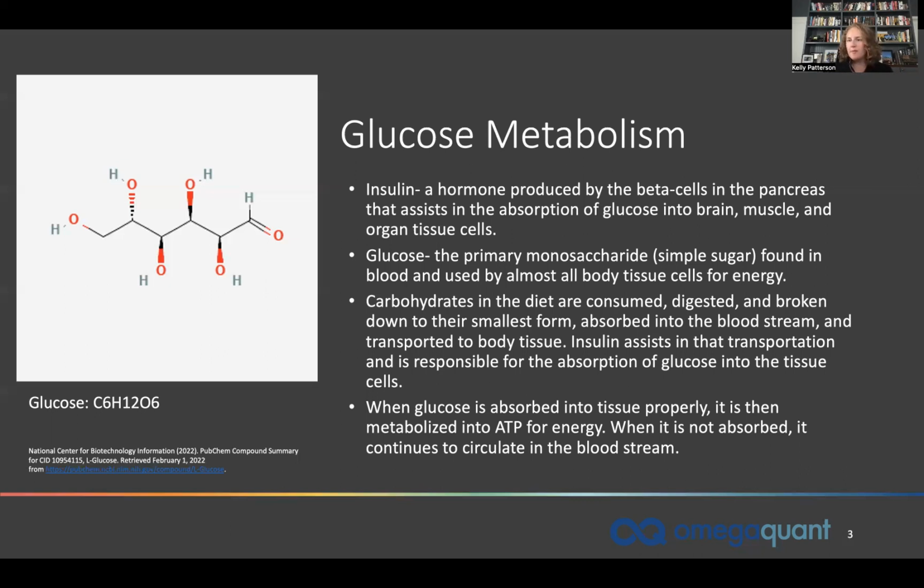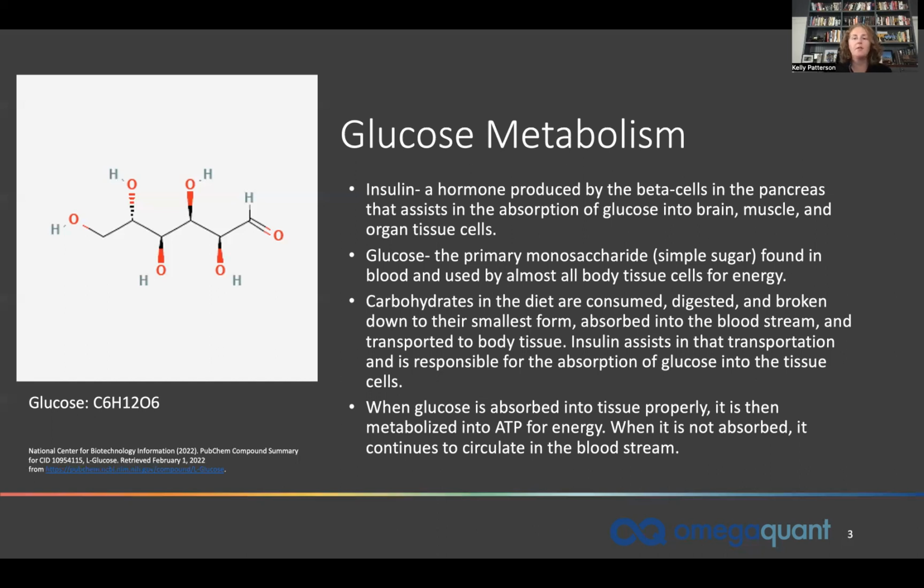Carbohydrates, most people are pretty familiar with what carbohydrates are. They are consumed and digested. They're broken down into our smallest form. Carbohydrates can be found in a lot of different foods: fruits, vegetables, grains. A lot of people think of them coming from things like sweets and breads and cupcakes, and that certainly is where carbohydrates can come from. But carbohydrates can come from a lot of different food sources, like I mentioned, fruits and vegetables as well.